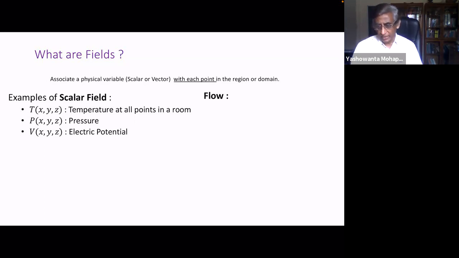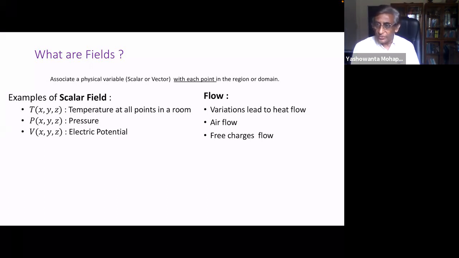And a field can have flow. For example, variations in temperature from point to point lead to heat flow, or they could lead to airflow because of the pressure differences. Electric potential differences lead to free charges flowing from one region to another. So with fields, an important thing is how flow occurs.